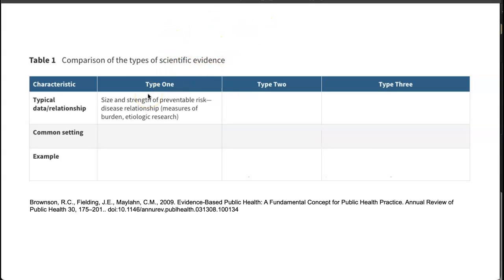So going back to the Brownson article, when you're thinking about scientific evidence, there are 3 different categories. The first, type 1, is information that tells you the size and the strength of the preventable risk-disease relationship. Basically, this is the etiological. Does eating a high-fat diet cause heart disease? Does smoking cigarettes lead to the development of lung cancer, right? Usually this is done in a clinical setting or controlled community setting. An example would be smoking causes lung cancer. So that's one type or category of scientific evidence that you would look at.